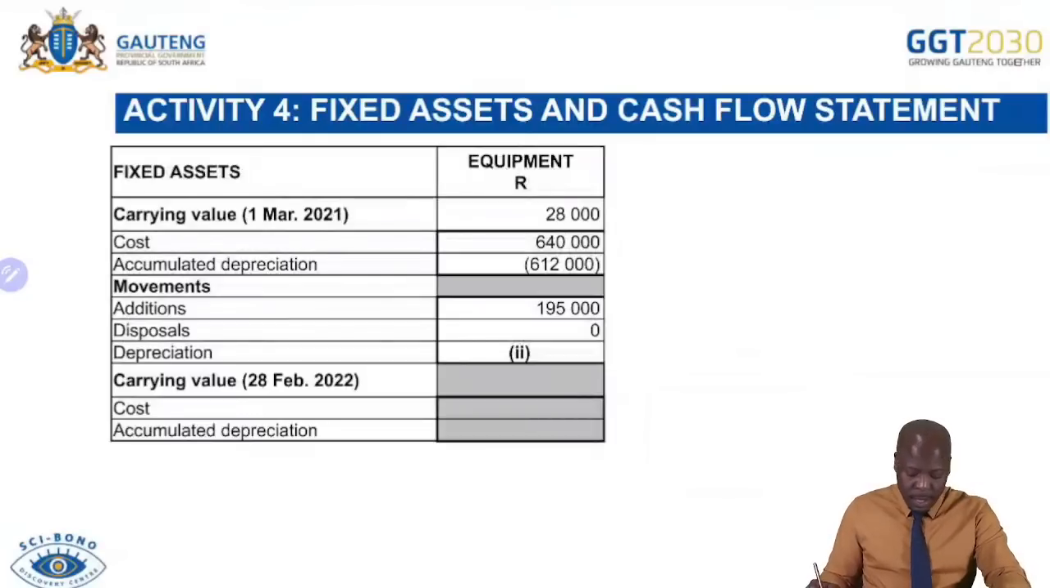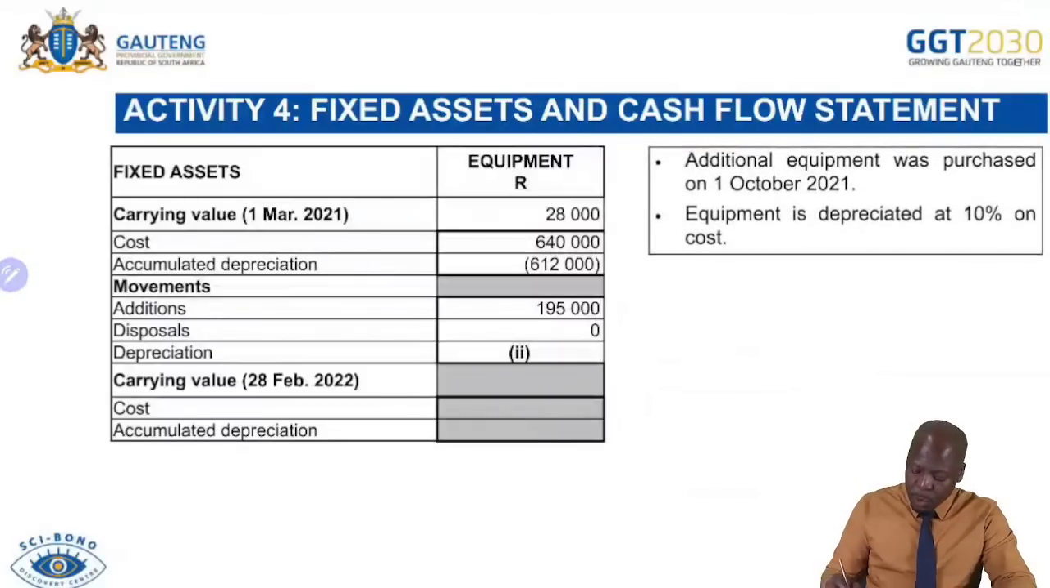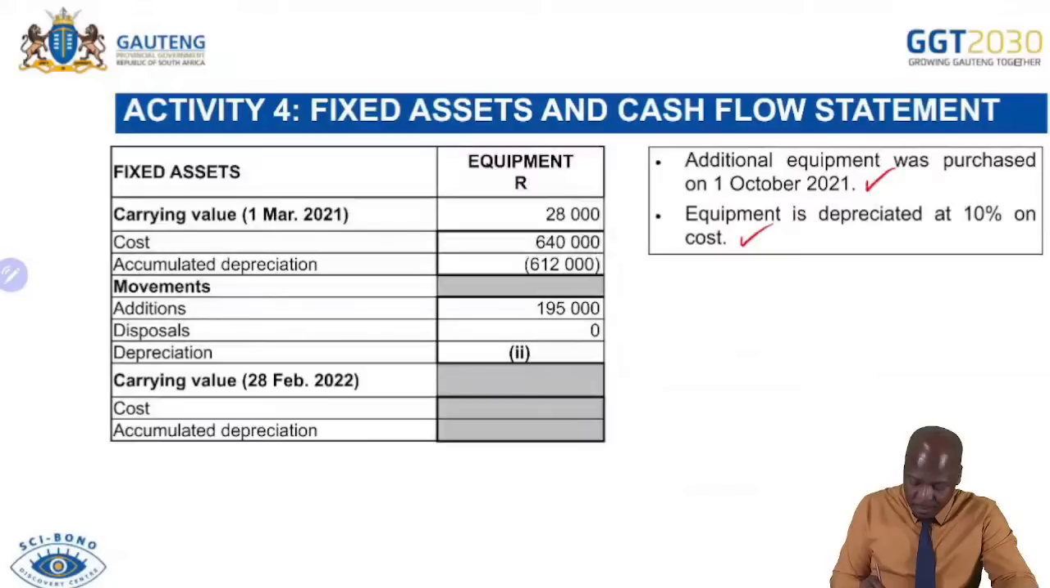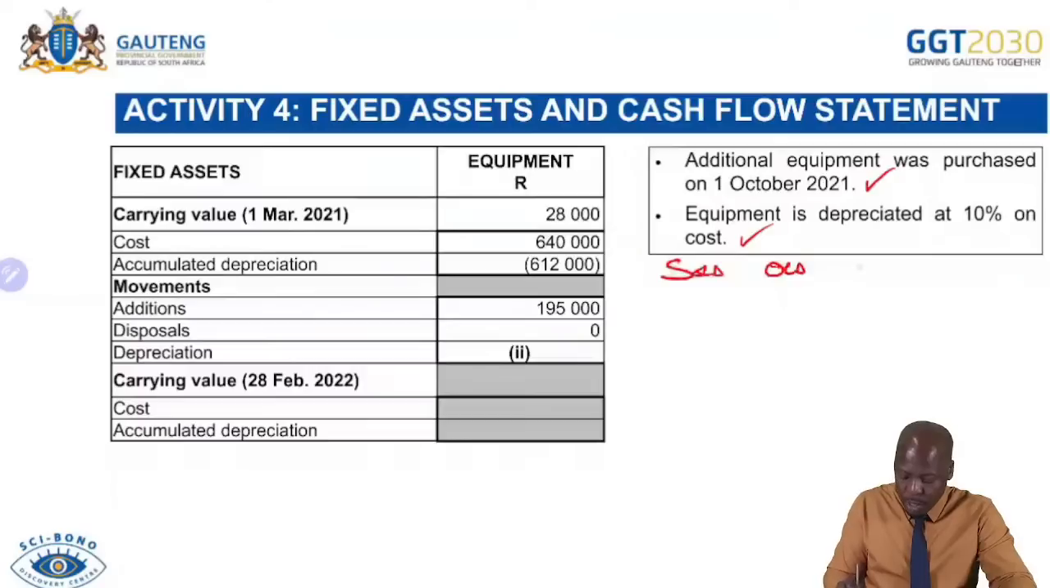Number 2, here's the information. Additional equipment was purchased on the 1st of October. Equipment is depreciated at 10% per annum on cost. So here we want to calculate the depreciation. Remember, when calculating depreciation, you calculate it for the sold, old, and new. In this case, we don't have the sold. We just have the old and the new. So let's start with the old.